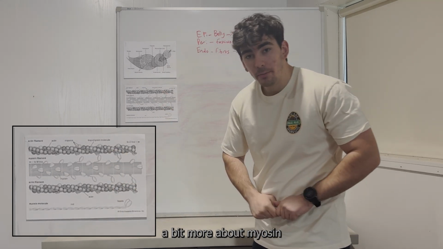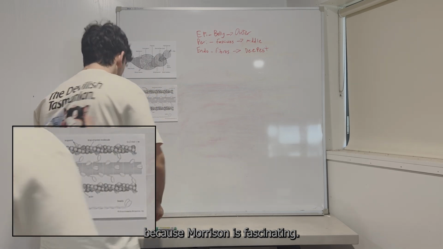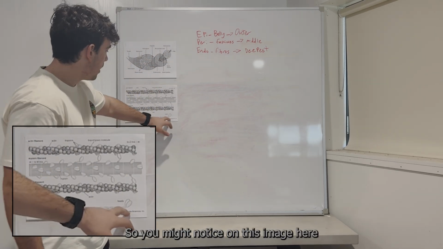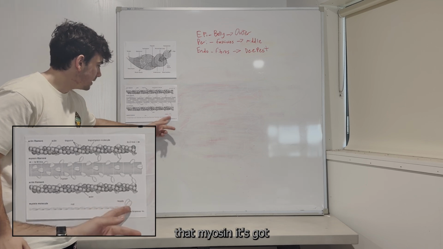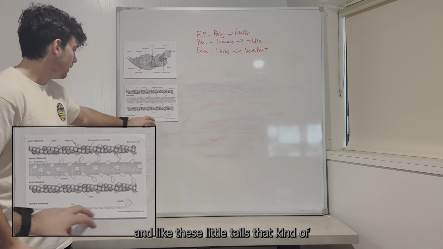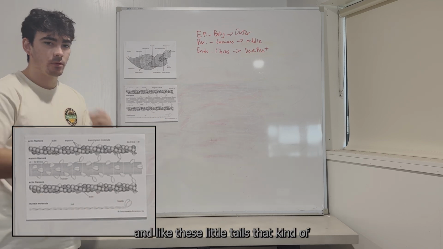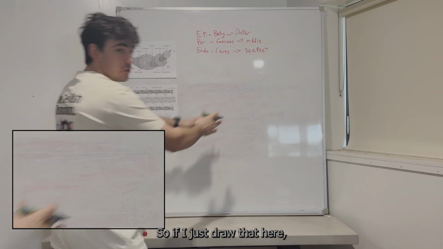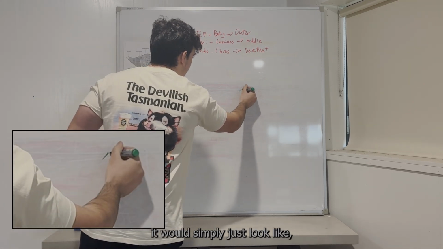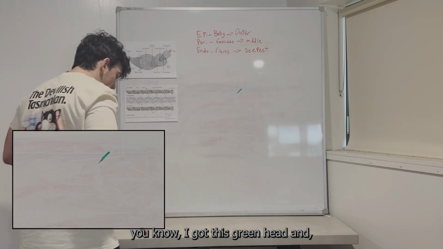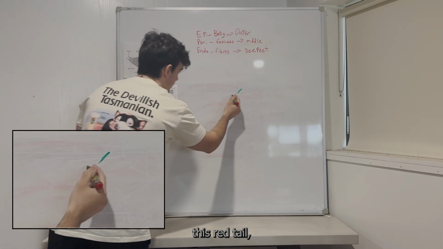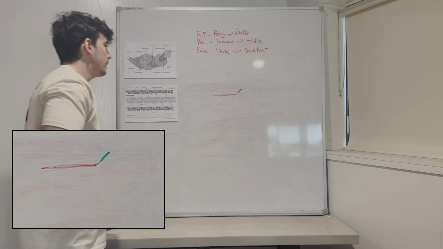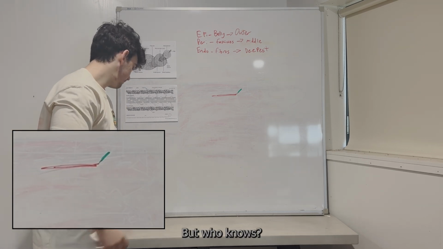But I do want to talk a bit more about myosin because myosin is fascinating, right? So you might notice on this image here that myosin's got this little head and these little tails that kind of tangle up, I guess. So if I just draw that here, it would simply look like, you know, this green head and this red tail. Don't know if they're actually green and red, but who knows.